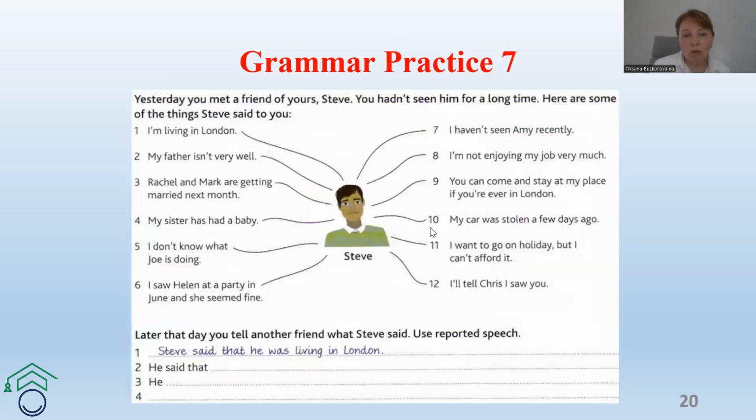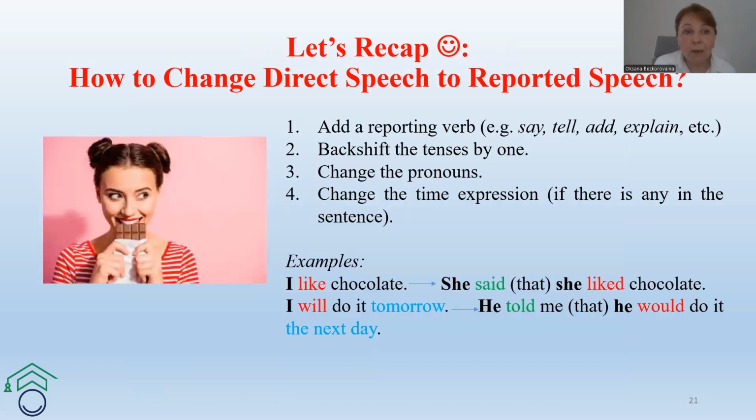There is one more exercise, grammar practice 7. You'll be able to complete it by yourself. The presentation and the video will be uploaded to the university website, and you will be able to do this exercise. And now it's time to recap.